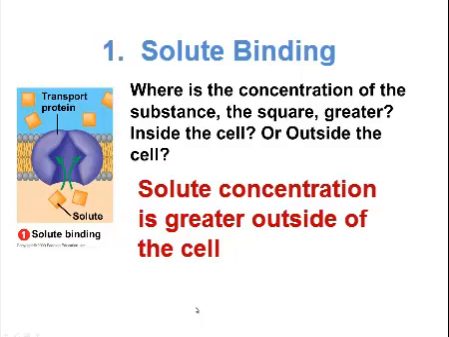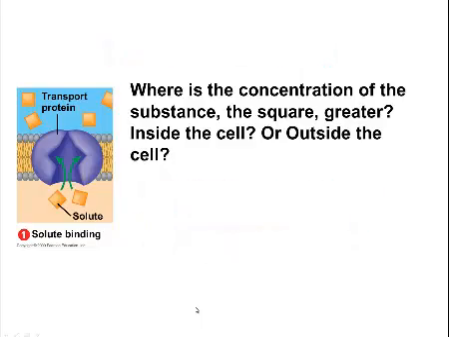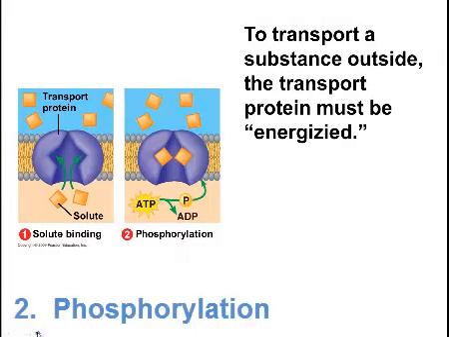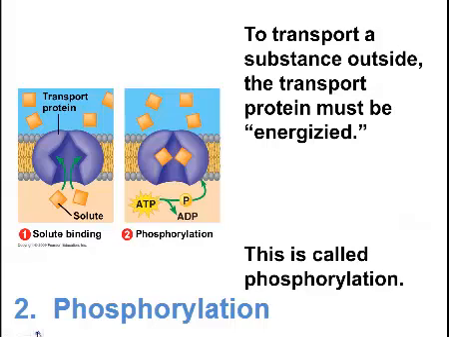And active transport is going to move that solute, the square, from where it is low to where it is high. So transferring a phosphate from ATP to the transport protein energizes the carrier to change shape. And this is the second step. This process of energizing the protein is called phosphorylation. And that's a term I want you to remember, phosphorylation.